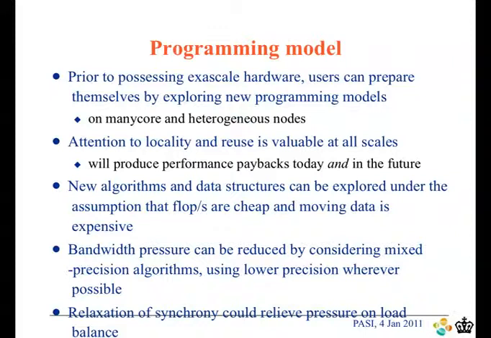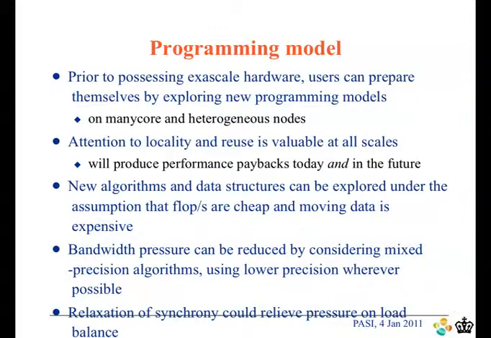New algorithms and new data structures can be explored under the guaranteed assumption that flops are cheap and moving data is intolerably expensive. Bandwidth pressure can be reduced, and this is an important topic for numerical analysts, by considering mixed precision algorithms. If you go from double to single, you have twice the bandwidth and twice the storage per word. You might be able to do 90% of your computing in single precision and still preserve double precision accuracy with maybe a small extra cost, as in iterative correction in classical linear algebra.